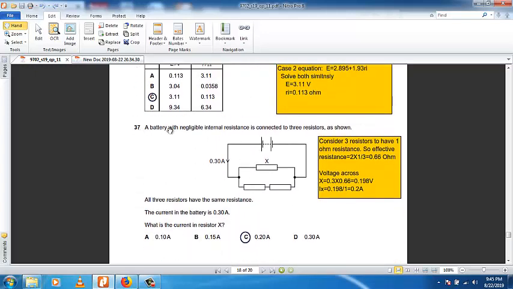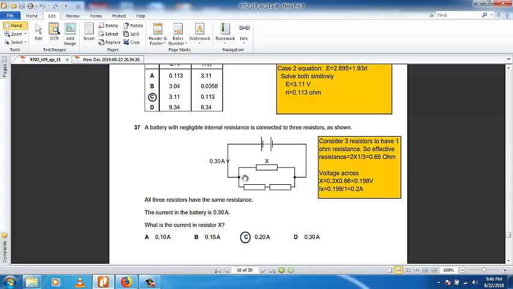Question 37 says that a battery with negligible internal resistance is connected to 3 resistors as shown. All 3 resistors have the same resistance. The current in the battery is 0.3. What is the current in resistor X? For a question like this, you just assume that if they are the same, the resistances are 1 ohm, 1 ohm, 1 ohm. You just solve them up. 1 ohm is in parallel with 1 ohm, so 1 plus 1 becomes 0.5, plus 1, which is 0.66 ohm.